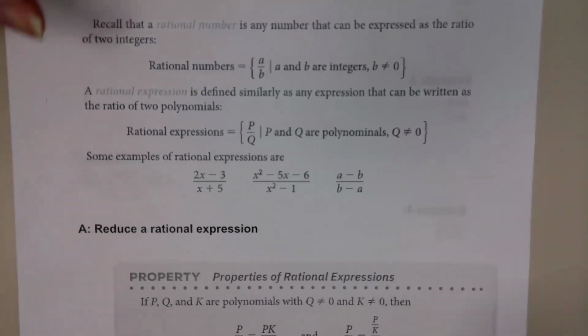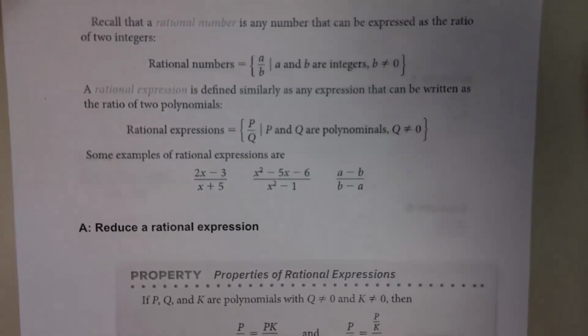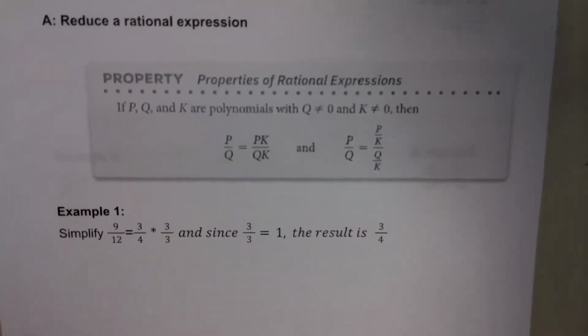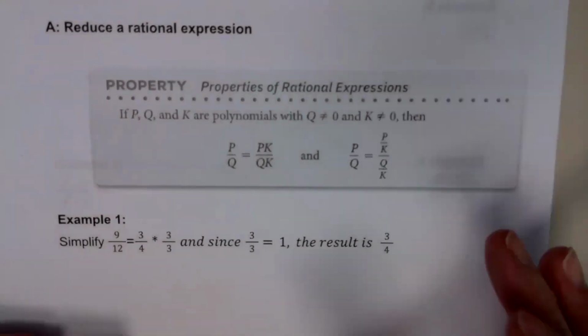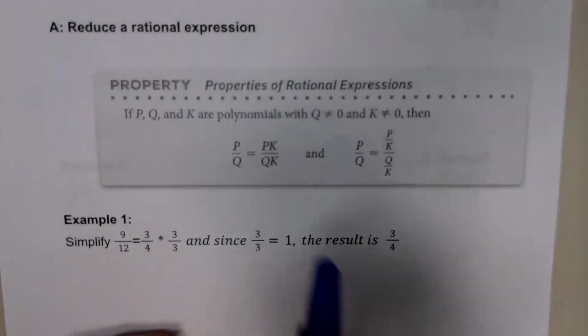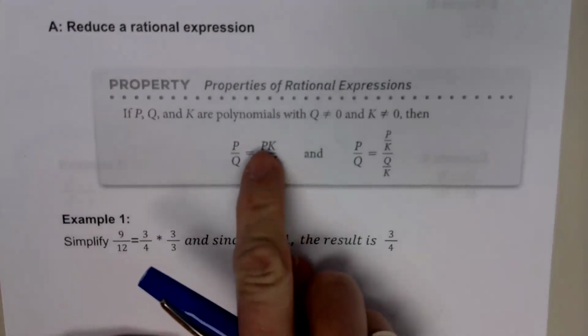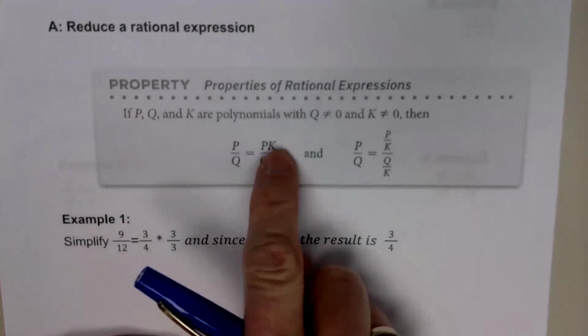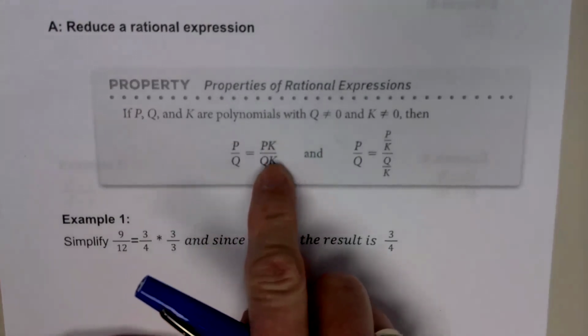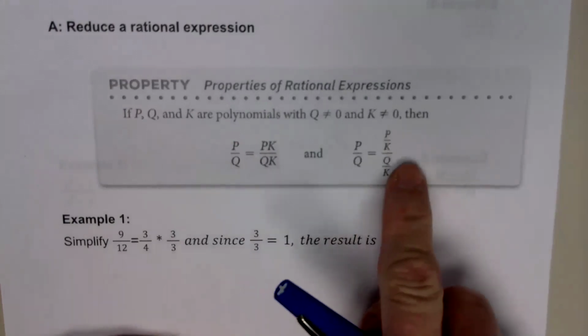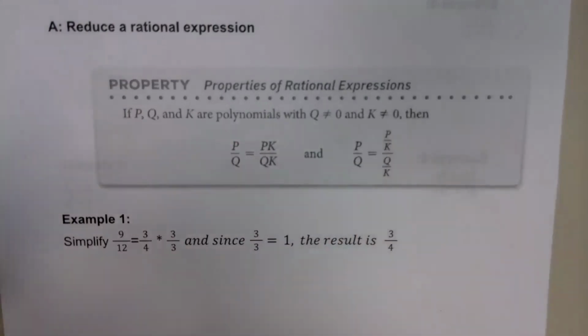So we want to see if we can reduce a rational expression just like we would any regular fraction with numbers. And so we can reduce a rational expression, p over q, if we can factor p into p times k over q times k. So if we can factor them, then we can reduce them.